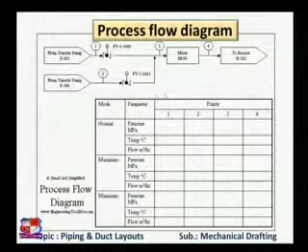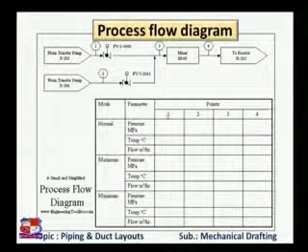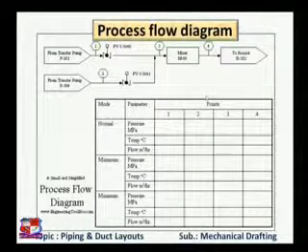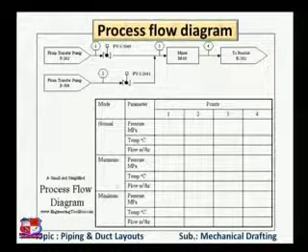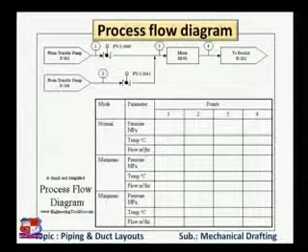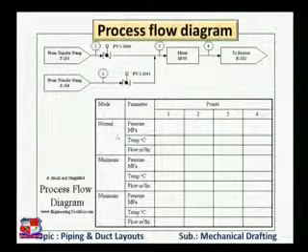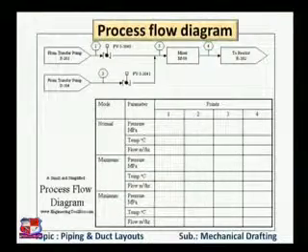This is the table to measure this process flow diagram for normal mode, maximum mode and minimum mode. Pressure, temperature and flow rate are mentioned in this diagram over here for normal, over here for maximum in this table, and for minimum in this table.